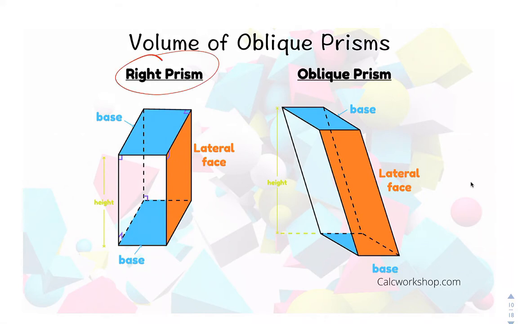Okay, right prisms, because they stand straight up and down, create right angles. Well, what happens if I slant this? I take the top and slant it, so now it's a slanted prism. It's what we call an oblique prism. I still have top and bottom bases that are exactly the same. So how would I calculate that volume?